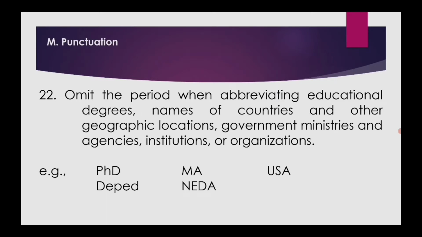Punctuation. Omit the period when abbreviating educational degrees, names of countries and other geographic locations, government ministries and agencies, institutions, or organizations. For example, before we put Ph period D, but now we could not see any more periods there. So PhD, DepEd, MA, NEDA, USA, no periods.